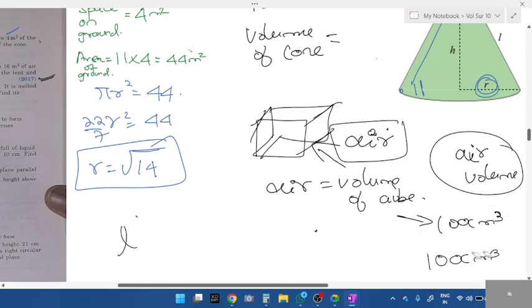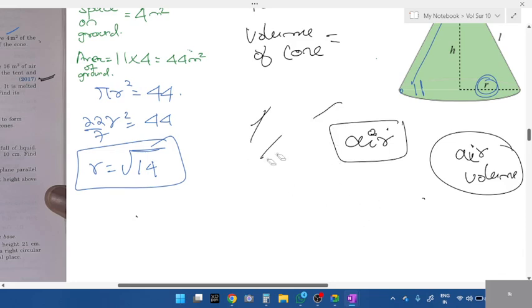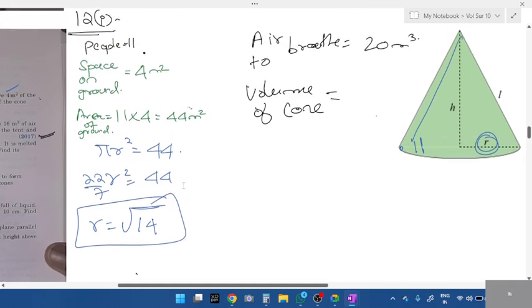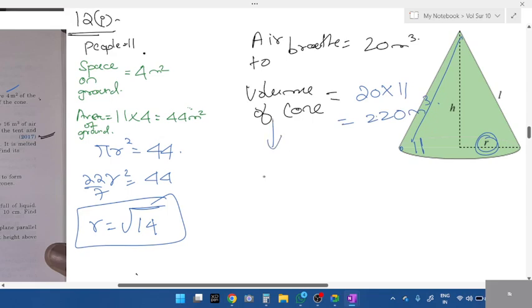Okay. Next, using this air concept, each person requires 20 meter cube. There are 11 people. So total volume of cone is equal to 20 into 11. That is equal to 220 meter cube. If volume of cone is given, use the volume of cone formula. What is volume of cone, students? All of you respond. 1 by 3 pi r square h. And the volume value is 220.